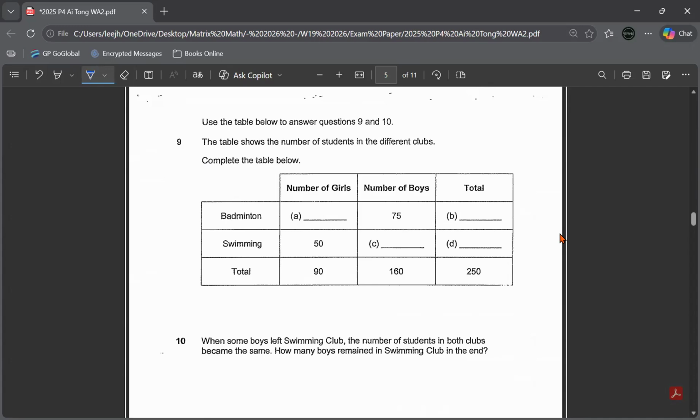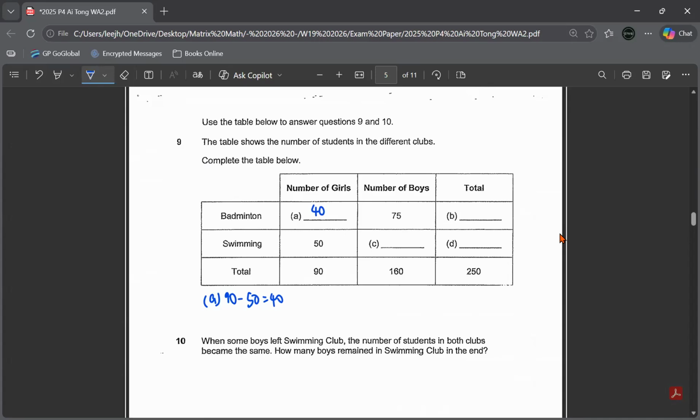So from here, let's work out the number of girls in badminton. I don't know how many, but in swimming, we have 50. Total girls is 90. So for A, we have to take 90 minus 50. This is 40. 40 girls are in the badminton club.